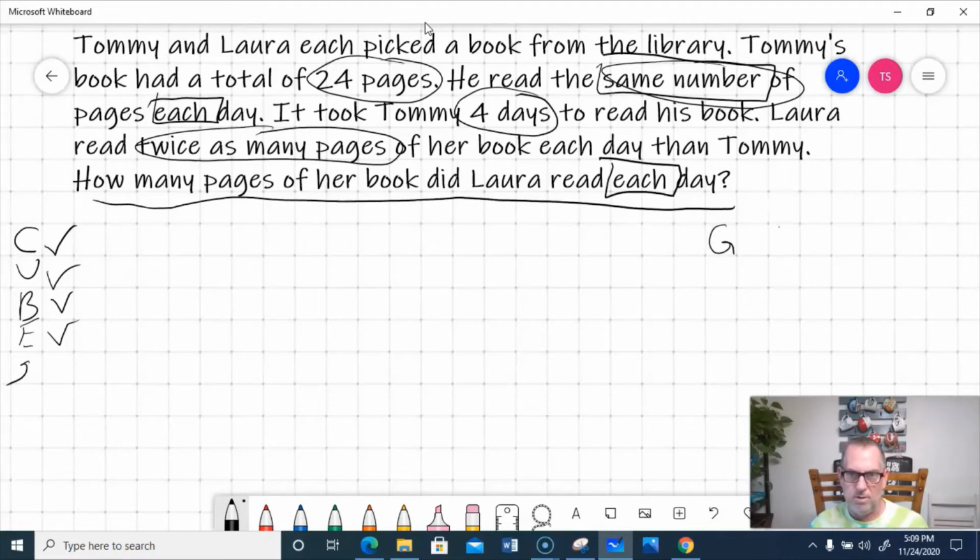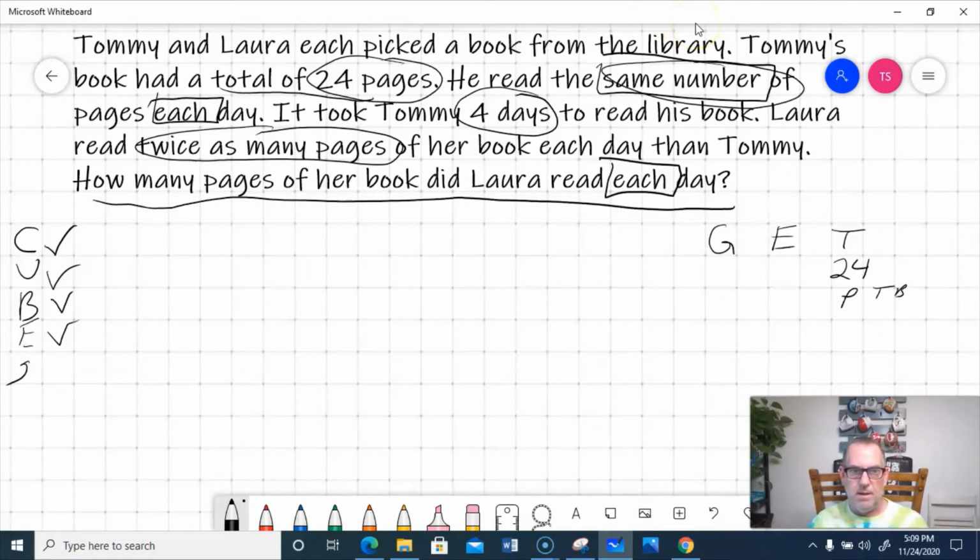So that's groups. We're going to figure out how many groups there are, how many are in each group, and what the total is. Right here it says total of 24 pages. So I think that's going to be the total. 24 right there. That's pages, and that's of Tommy's book. Pages of Tommy's book, so I'm going to abbreviate it PTB.